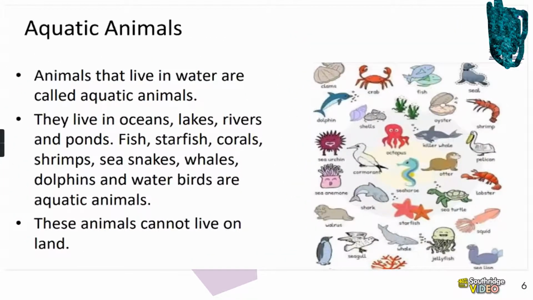Now comes aquatic animals. Animals that live in water are called aquatic animals. They live in oceans, lakes, rivers, and ponds. Fish, starfish, corals, shrimps, sea snakes, whales, dolphins, and water birds are aquatic animals. These animals cannot survive on land. Like if you take a fish out of the water, promptly it will die because they can only survive in water. Crabs are also aquatic animals.